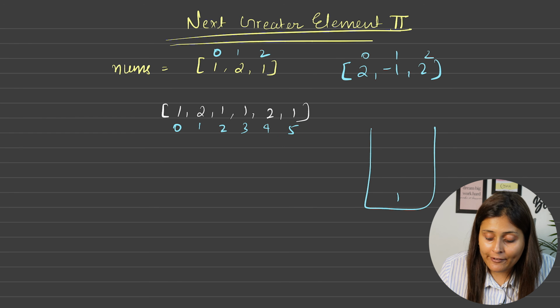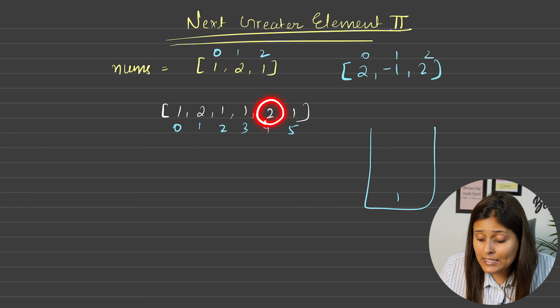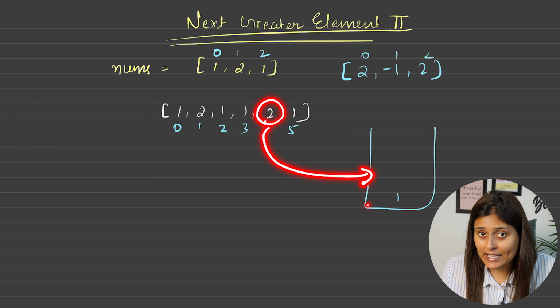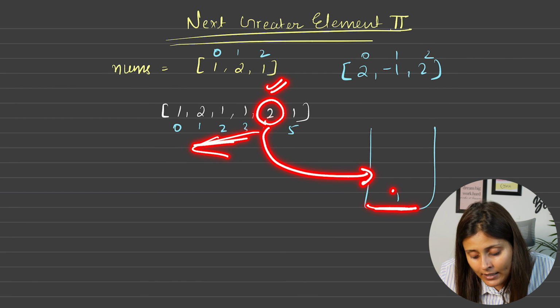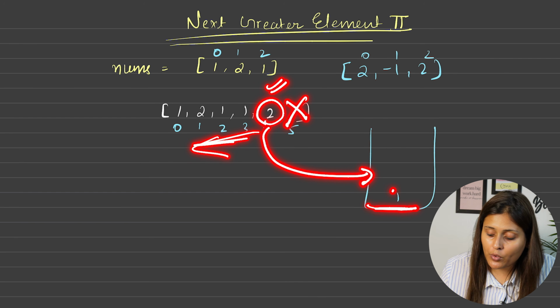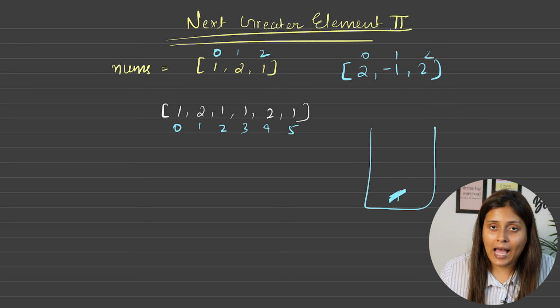When we encountered this 2, because the topmost element of the stack is less, we know that in future, towards the left side, either 2 will be the greater or nothing, but this 1 will never be the greater element, correct? So we will pop this and we will add 2 here.